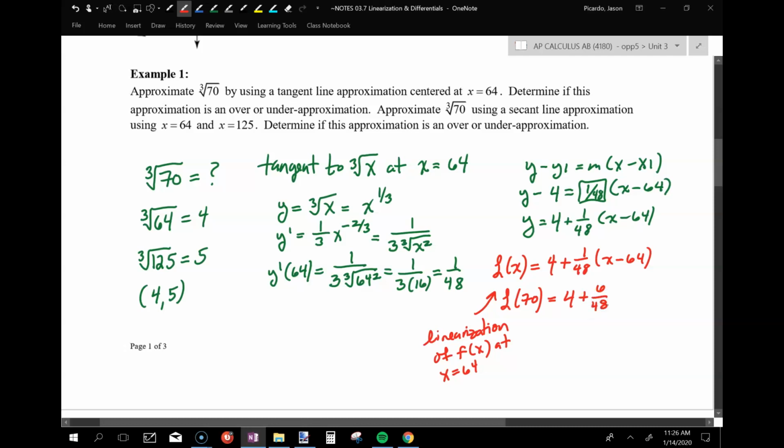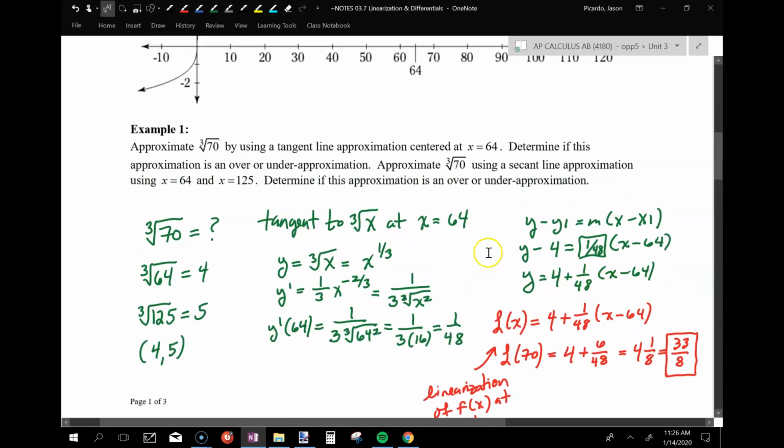Does that reduce? That's 1/8, right? That's 4 and 1/8. Same as 33/8. So my estimate is 33/8. Now, one more thing.